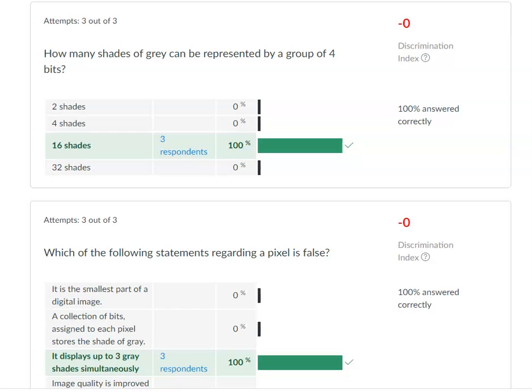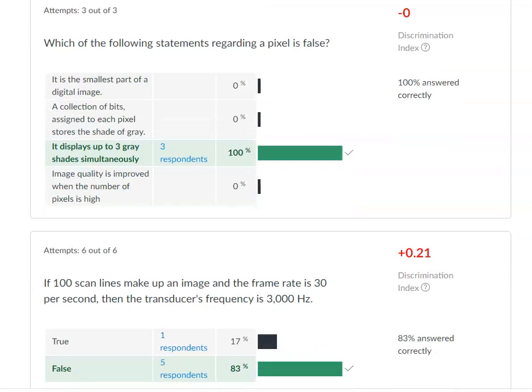How many shades of gray can be represented by a group of 4 bits? 2 to the 4th is 16. There you go. Everyone got it right. Which of the following statements regarding pixels is false? And the answer is it displays up to 3 shades of gray simultaneously. That is false. All the others are true.